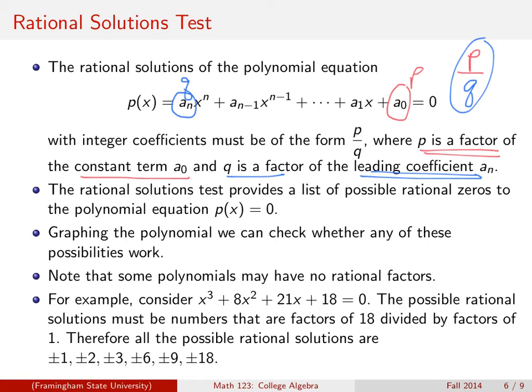So let's look at this specific example to help make sense of this. Notice how the coefficient of the lead term is 1. That's like our Q.